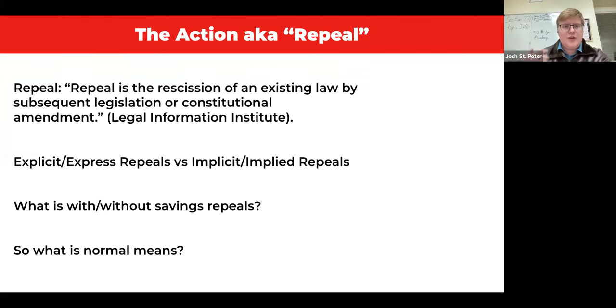And so first, the legal definition of repeal that we're going to be using for today is that it's the rescission of an existing law by subsequent legislation or constitutional amendment. You could use any definition. All of them are going to come to roughly the same conclusions, but that's the easiest way to look at it. It is overriding a law through a future law of some sort. It has to be passed through Congress.